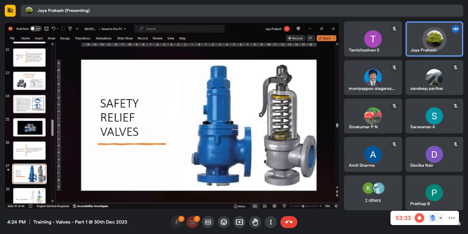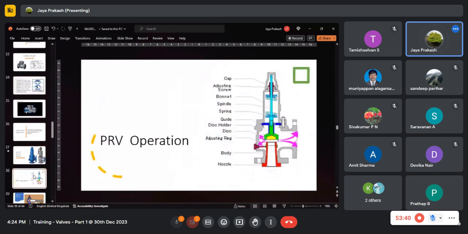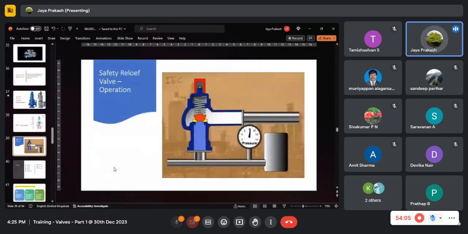Next, the safety relief valve, the PRV. Because of pressure, it opens. With a pressure relief valve, it will have a constant pressure, and a constant flow also will be there. This is a pressure relief valve, and this is a safety relief valve.